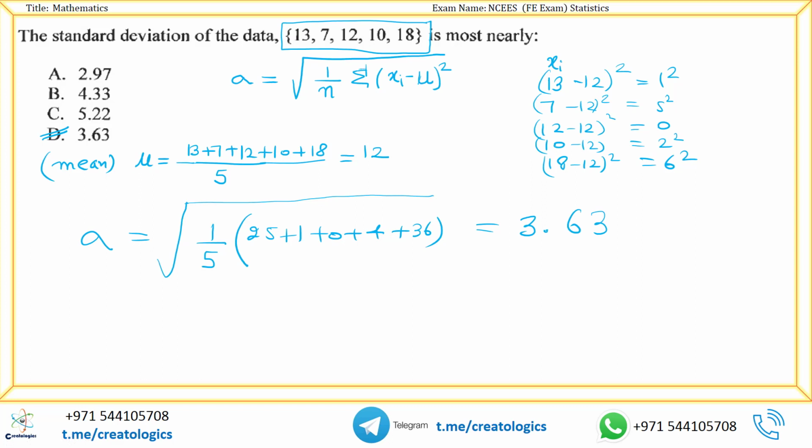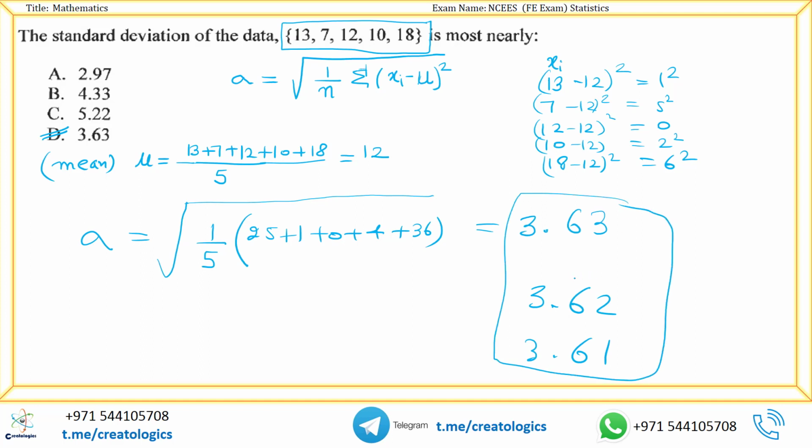In your exam you will find the options will be almost near to your value. They don't want the exact value. They will never give you options like 3.62 and 3.61. You will never find these types of options in the exam. If you see, there will be a huge difference in the options: 2.97, 4.33, 5.22, 3.63. You will always find a huge difference in the values. So don't worry about the calculation part. Use the calculator, that is more important.